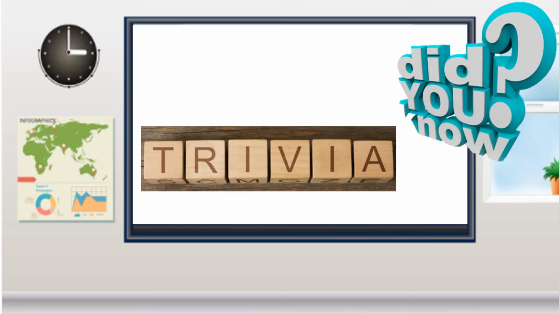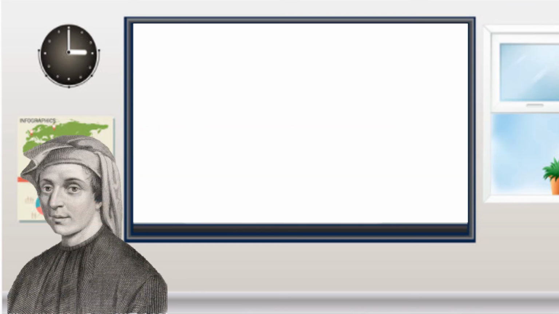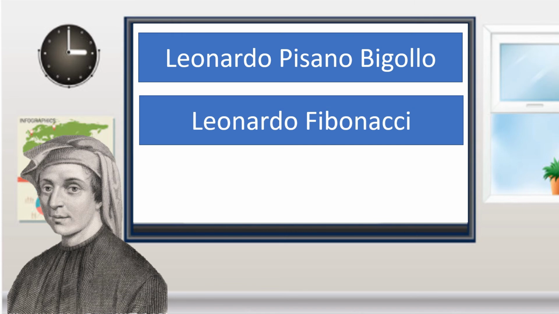It's trivia time! Did you know? The Fibonacci sequence is a special series of numbers made by Leonardo Pisano Bigoglio, also known as Leonardo Fibonacci. Fibonacci was a mathematician born in 1170, possibly in Italy.